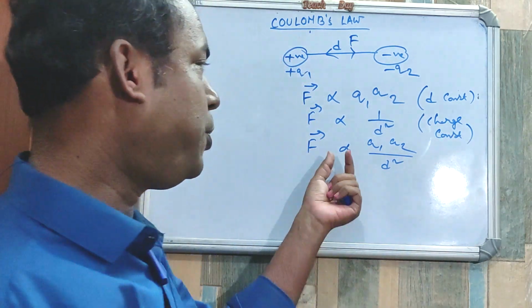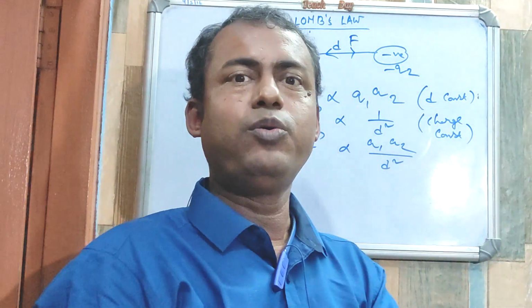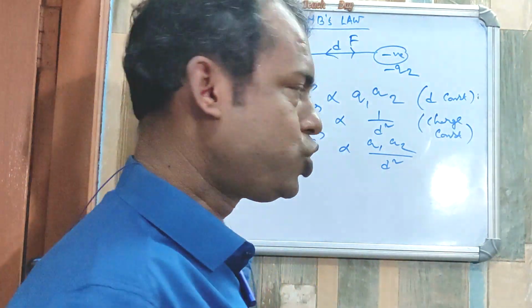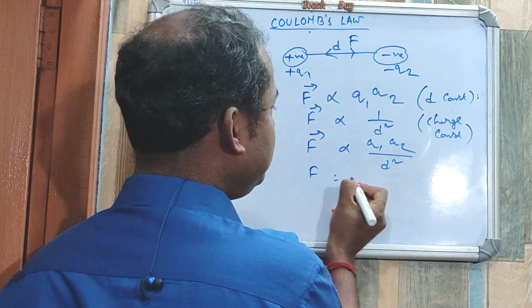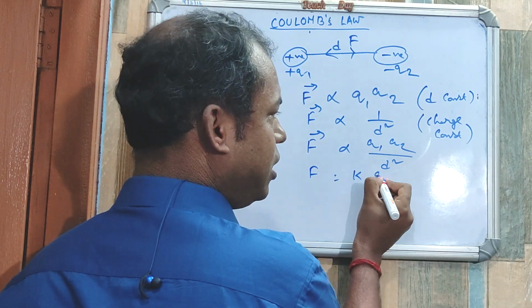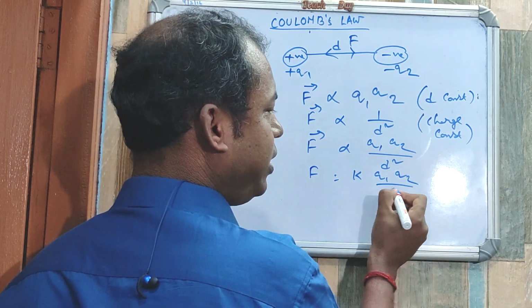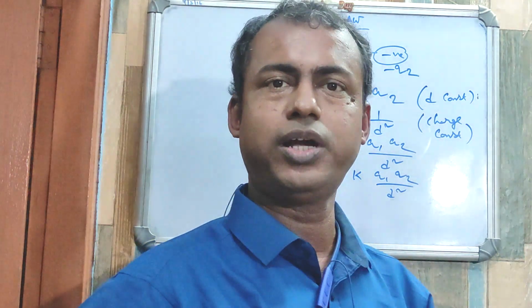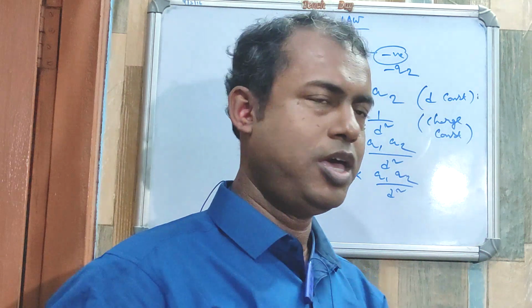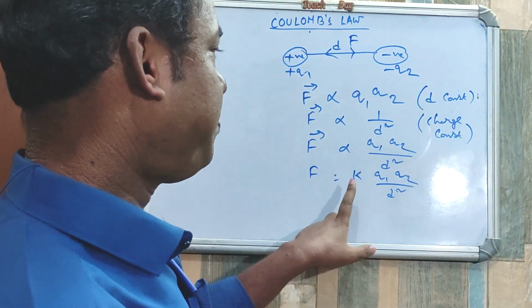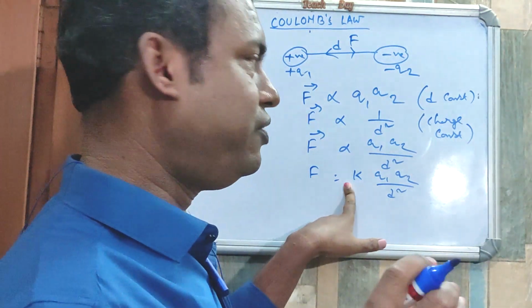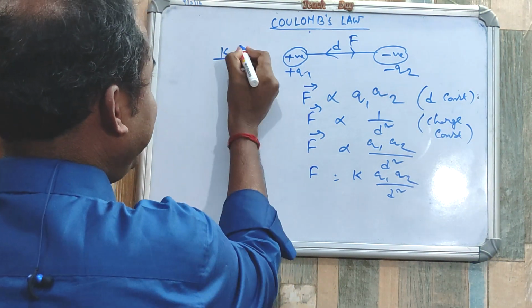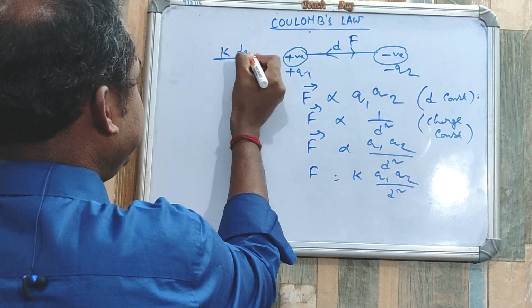Now the proportional sign: if I want to solve some problems, we need an equal sign. That's why F equals some constant K Q1 Q2 by d square. What is K? K is a constant. You can say that this is the proportionality constant. Obviously, K depends on two factors.